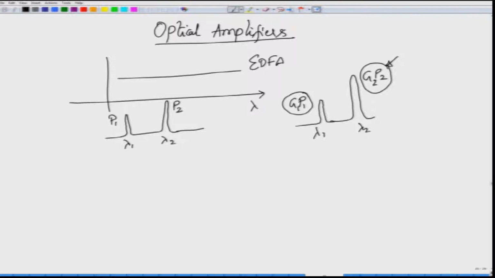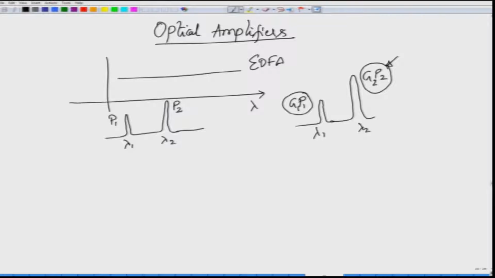That problem is not so severe in an erbium doped fiber amplifier, but it still leads to a problem, in the sense that signals which are at different wavelengths experience different gains. So you can't really assume that all the wavelengths that are coming in will be amplified with the same gain.